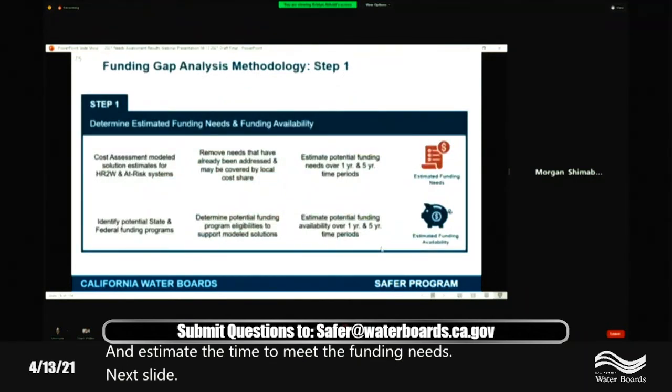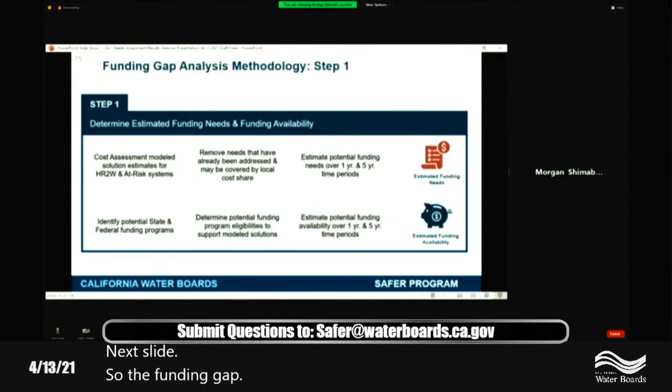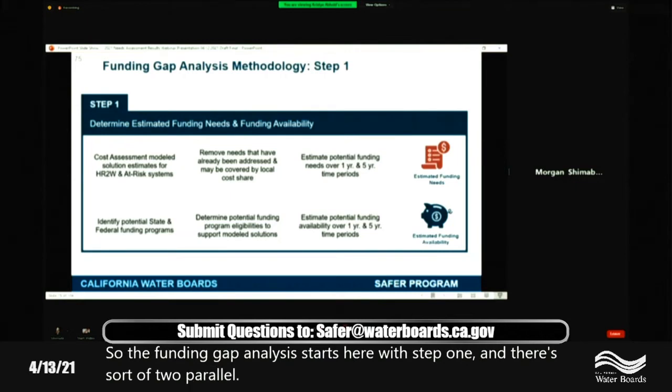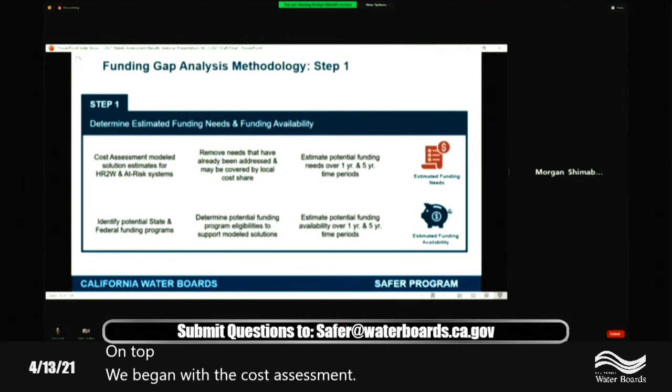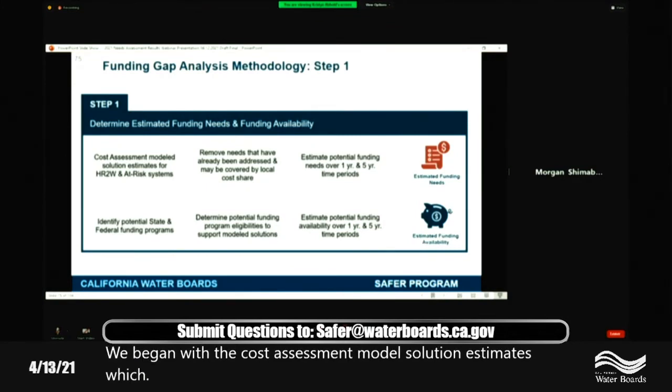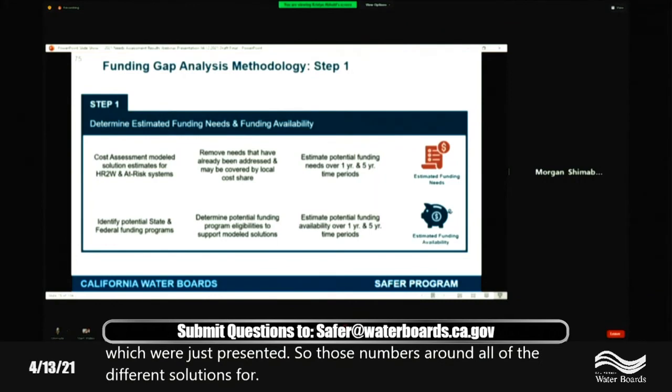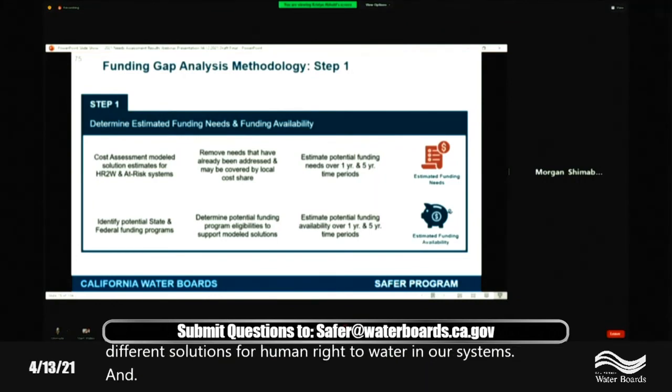So the funding gap analysis starts here with step one, and there's sort of two parallel processes that played out. On top, we began with the cost assessment modeled solution estimates, which were just presented. So those numbers around all of the different solutions for human right to water and at-risk systems. And then we removed need from those cost estimates that have already been addressed.